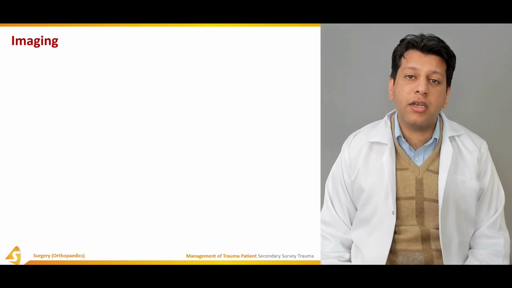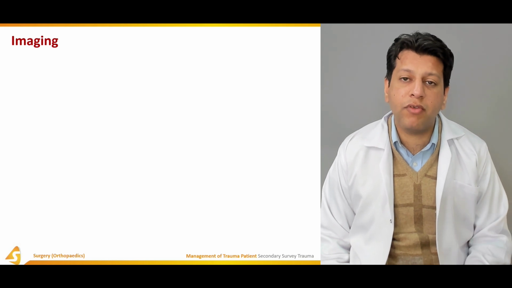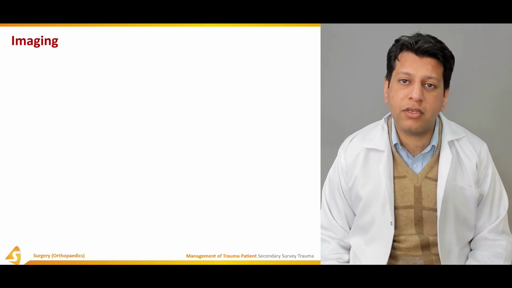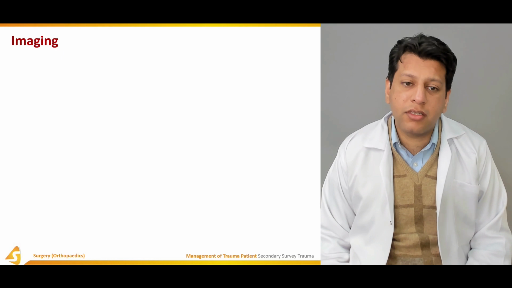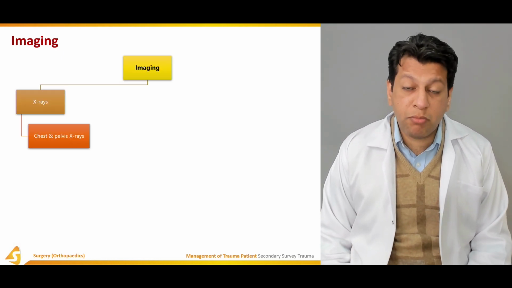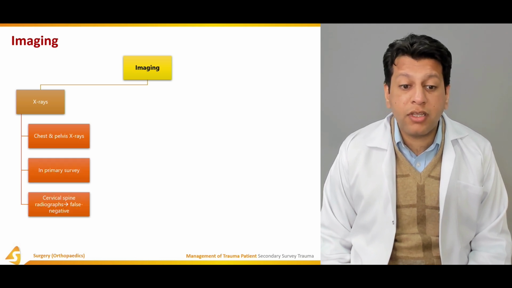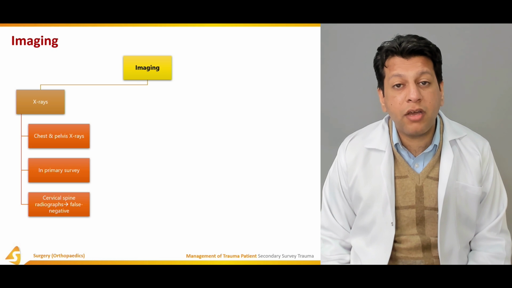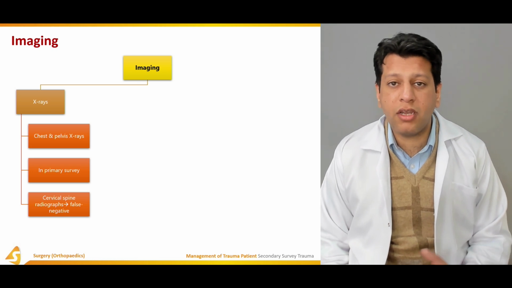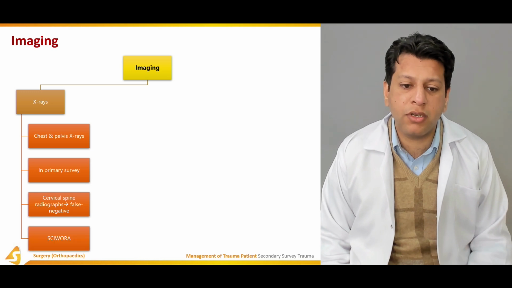Imaging is actually an adjunct which we may require a lot. In the primary survey, we go for chest X-ray and pelvic X-rays, but other X-rays can be done in the secondary survey. Chest and pelvic X-ray is the primary survey, as I just told you, and then there could be cervical spine radiographs, could be limb radiographs, which may be included in the secondary survey to rule out other causes as well.